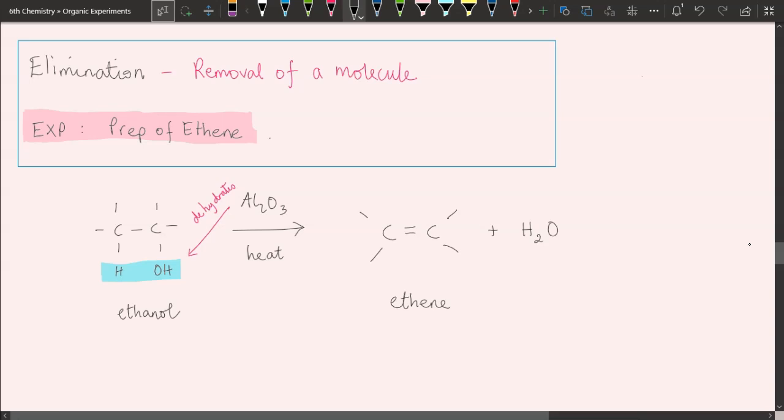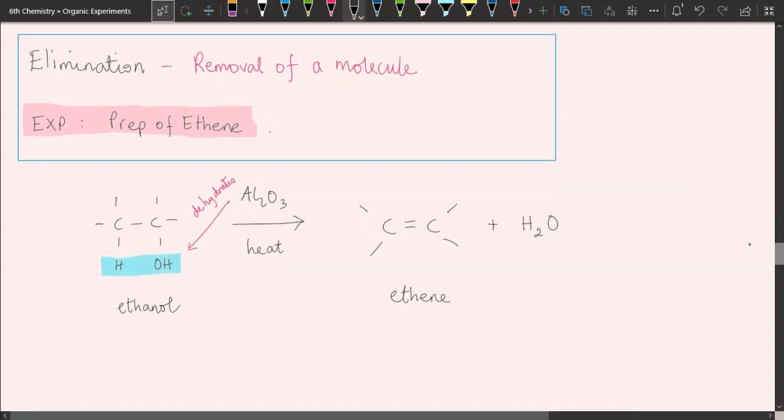Okay, so next, elimination reactions. So this is the removal of a molecule, and this is one of the first experiments you did at the start of fifth year, where you're removing something. Back in fifth year, this is the production of ethene gas from ethanol.